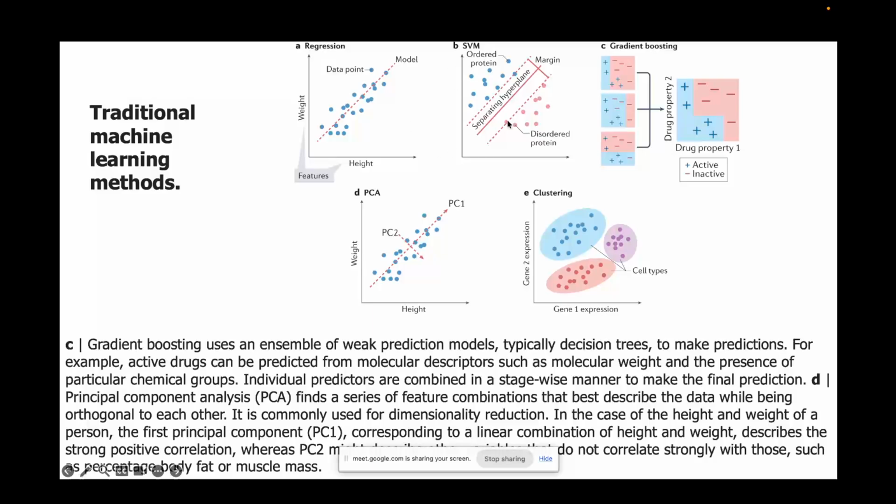Regression and SVM we are going to talk about in detail in the further slides. We are going to see some examples as well. But let us come to gradient boosting first. Gradient boosting is using an ensemble of weak prediction models, typically some decision tree models, to make predictions. For example, an active drug can be predicted from molecular descriptors such as molecular weight and the presence of particular chemical compounds. Individual predictors are combined in a stage-wise manner to make the final prediction.